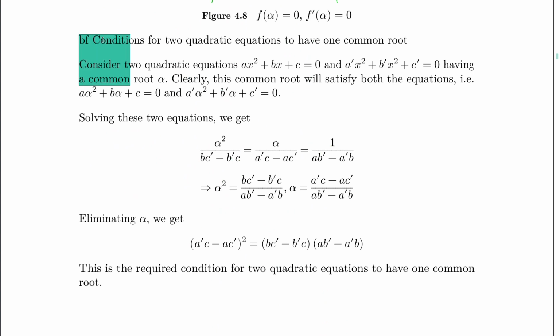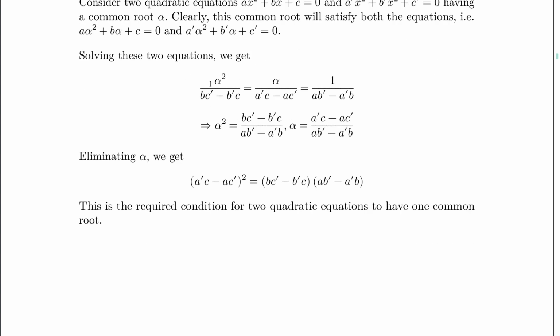Now, if you want to find the condition for two quadratic equations to have one common root, there is a typing mistake; this should be bold-faced. Suppose there are two quadratic equations, ax square plus bx plus c is equal to 0 and a prime x square plus b prime x plus c prime is equal to 0. We take a common root alpha. So the equations become a alpha square plus b alpha plus c is equal to 0 and a prime alpha square plus b prime alpha plus c prime is equal to 0.